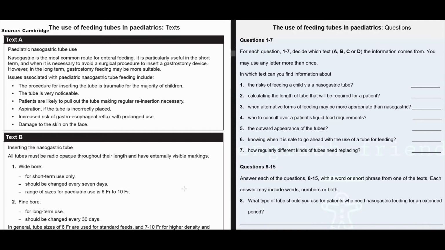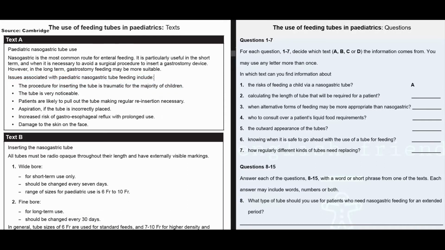First information: the risks of feeding a child via a nasogastric tube. This information can be found in the very first text itself, in text A, where you can see pediatric nasogastric tube use. Here in this part, they have given us some risks. Issues associated with pediatric nasogastric tube feeding include that procedures for inserting the tube are traumatic for the majority of children, and the tube is very noticeable, and the remaining are also other risks. So the answer is quite easy, it's A.